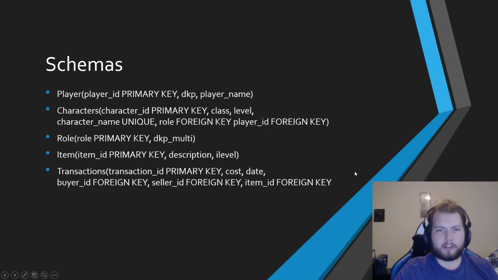Lastly, we have the transaction schema itself, which is essentially the bread and butter of this whole database. This one consists of an incrementing transaction ID for uniqueness, a cost integer, a date-time variable that's generated at the time of each transaction, and three foreign keys. The first two, buyer ID and seller ID, both serve to link player IDs together inside of the transaction, and then the item ID, like I mentioned before, gives some context to the whole thing.